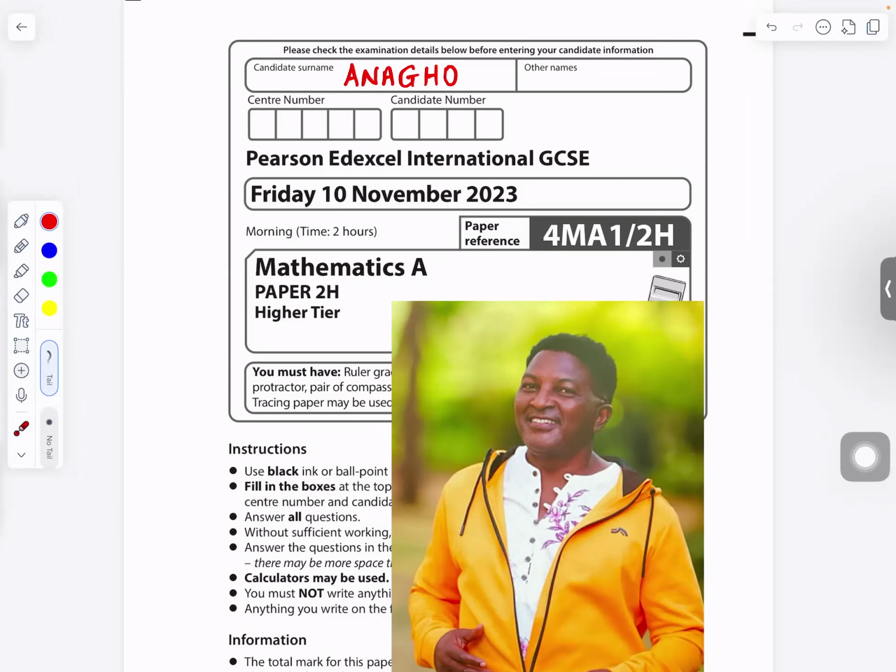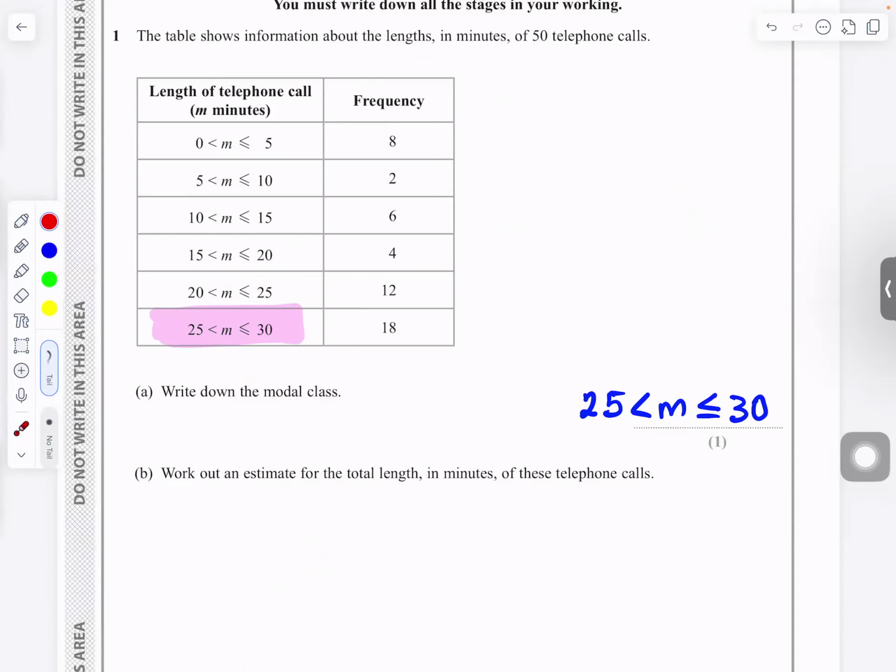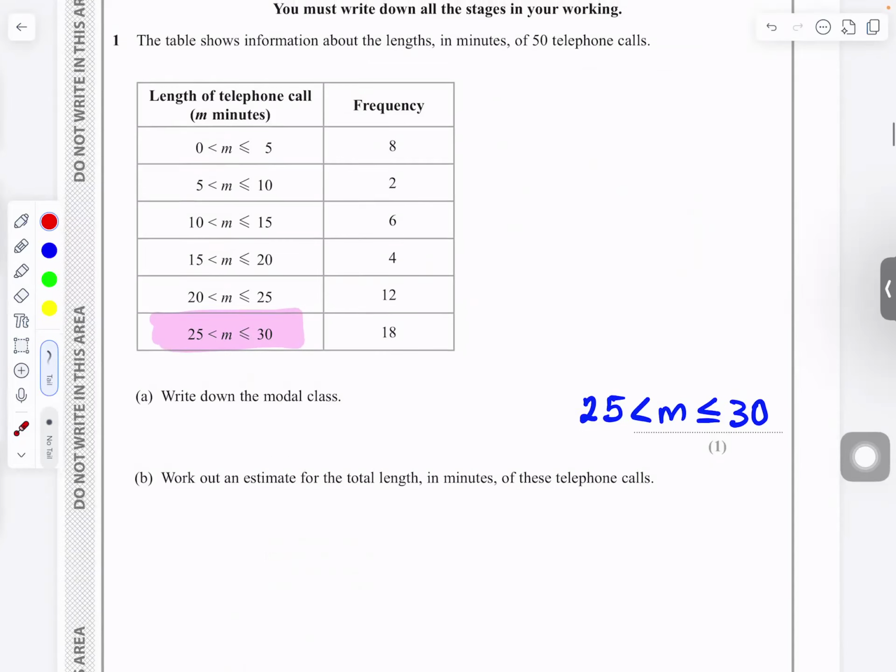Friday, 10th November 2023, paper 2H, mathematics paper 2H, IGCSE. Question number 1. The table shows information about the lengths in minutes of 50 telephone calls.